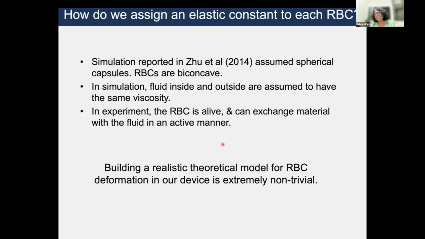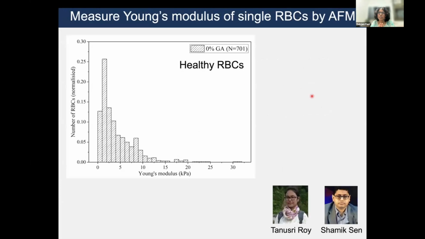So at this point, we thought, let's look at a different way of finding an elastic modulus. Ideally, we would like to collect our RBC from the outlet of our microfluidic device, take it out, measure its elastic modulus using a different technique and generate a calibration curve. But that's logistically quite impossible. So we took the same healthy individuals' RBCs and performed AFM on them. The number of RBCs that we could measure is about 700. It's still a large number for AFM, but not large enough compared to the microfluidic experiment. The AFM experiments were done with my collaborator Shamik and his PhD student Tanushri.